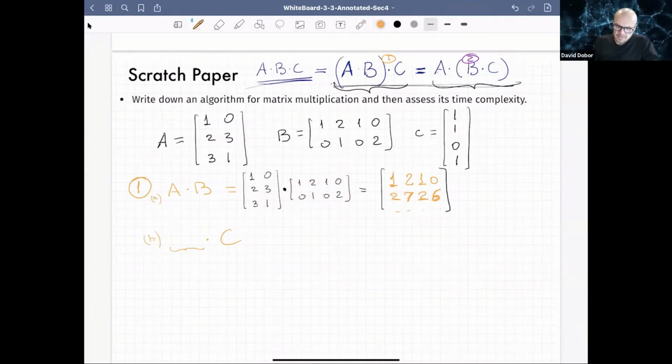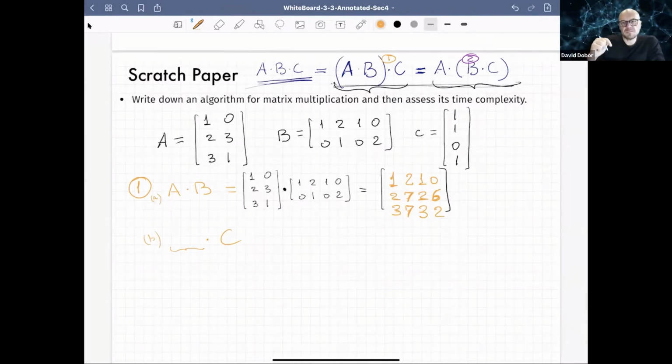3 times 1 plus 1 times 0, that's 3. 3 times 2 plus 1 times 1, that's 7. 3 times 1 plus 1 times 0, that's 3. And finally, 3 times 0 plus 1 times 2, that's going to be 2. And that's my answer. It didn't take that long to compute this matrix, right? But I did have to compute 3 times 4 entries. For each of these 3 times 4 entries, I will be asking in a minute, how many multiplications did I have to carry out to compute each one?